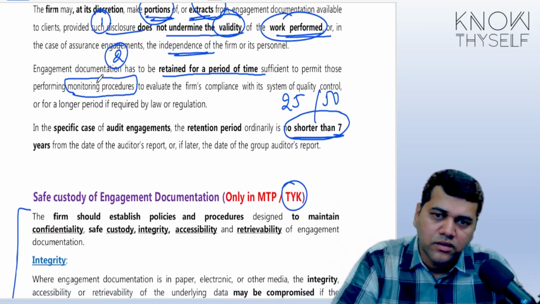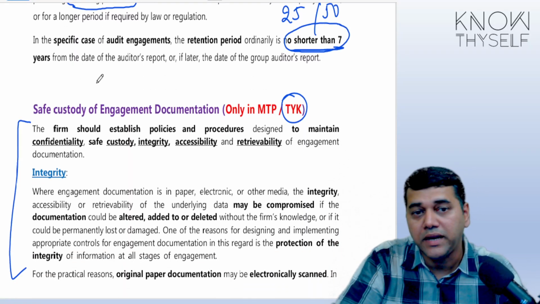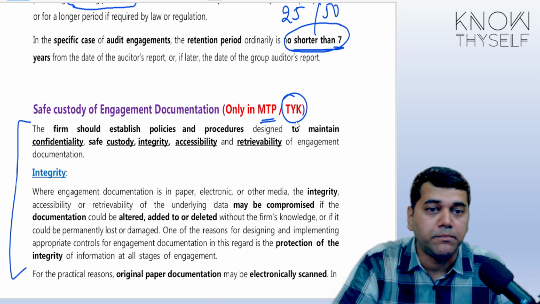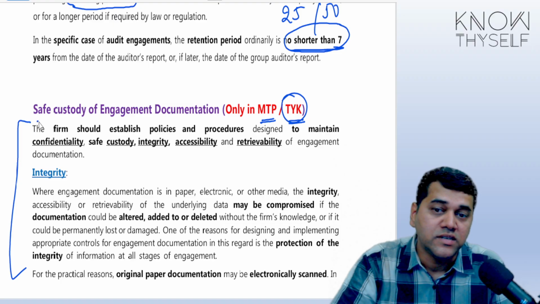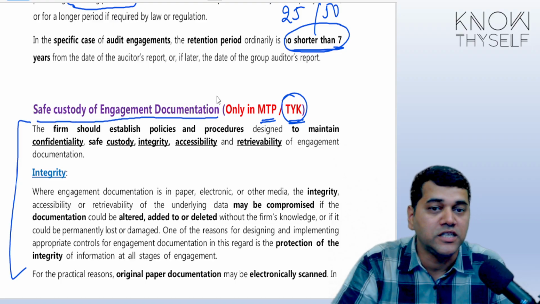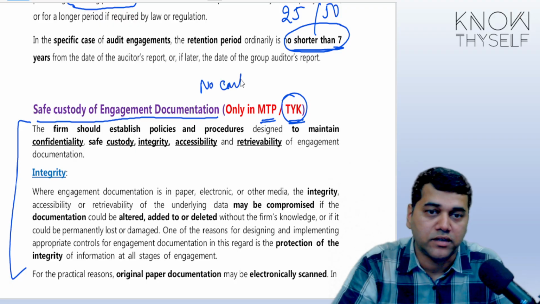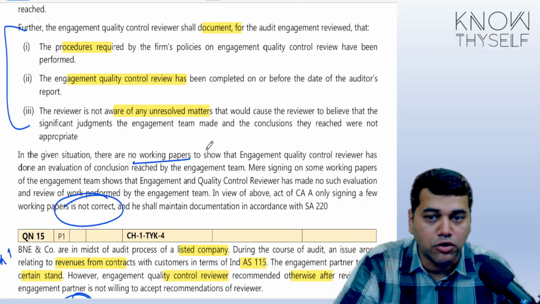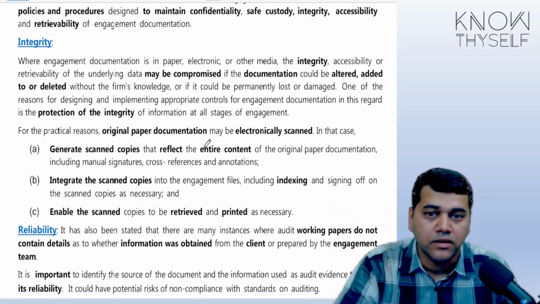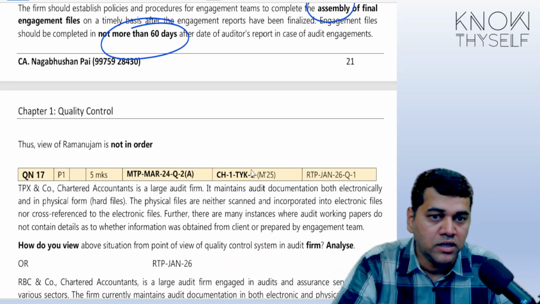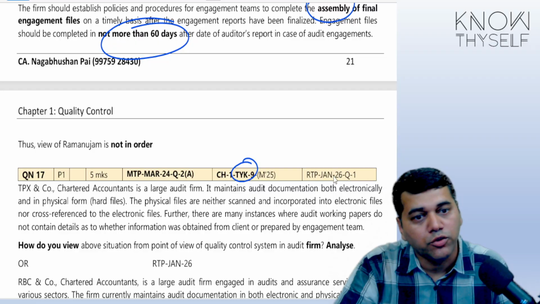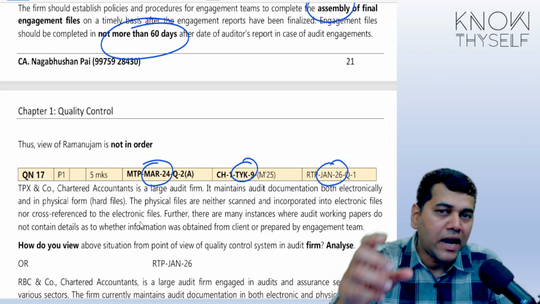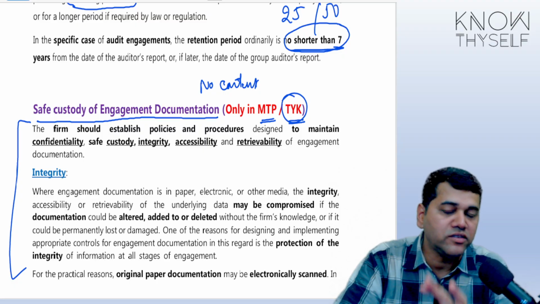Now students, if you go back to the standard, there is some additional content. Our ICAI has given this question in MTP and test your knowledge. That is called safe custody of the engagement document. And in the study material, there is no content. Please understand, if you see the study material, there is no content. But if you go to the test your knowledge question, which was updated in May 25, or you go to Jan 26 RTP, or March 24 RTP, they have added one question whose content is not seen in the study material.